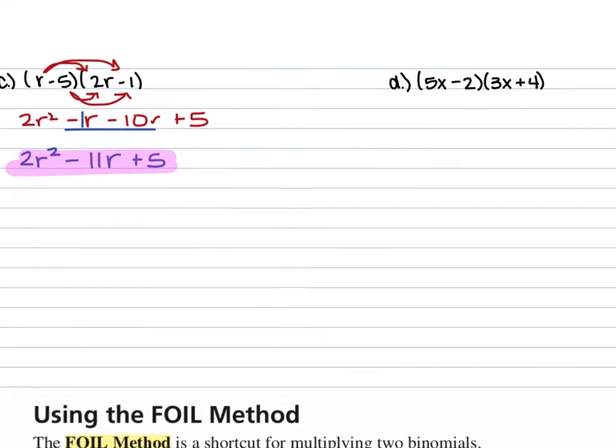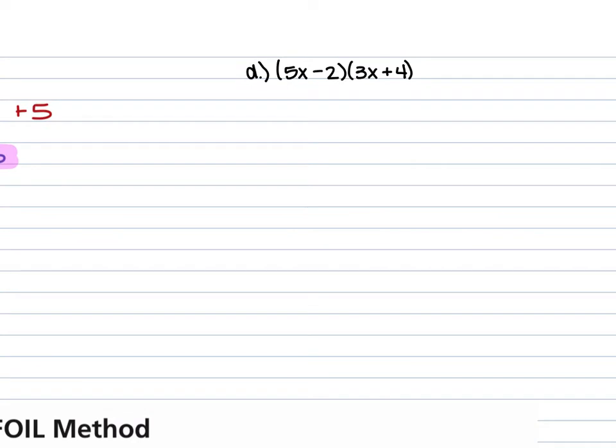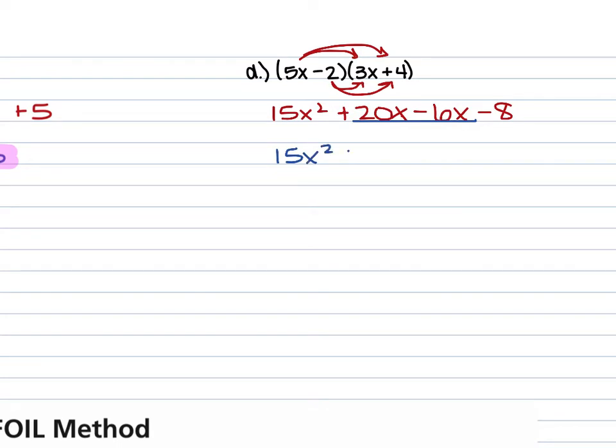And for example D, we have 5x minus 2 times 3x plus 4. So again, I'm going to take this 5x, distribute it in. So I have 15x squared plus 20x. Then I distribute in the negative 2 to get negative 6x minus 8. Our like terms are the 20x and the negative 6x. So this gives us 15x squared plus 14x minus 8.